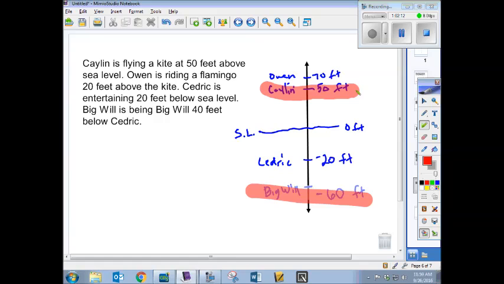How far apart are Owen and Cedric? Or how would you find it, Sanaya? They are 90. Oh, I'm sorry, yes, 90, because it would be 20 back to 0 and then another 70. Is everybody understanding this? All right, good. Let's start this.